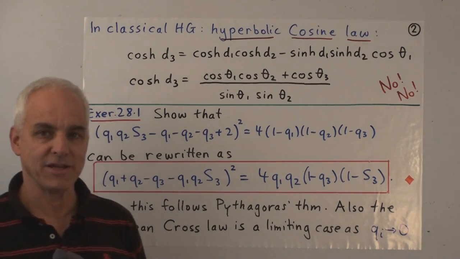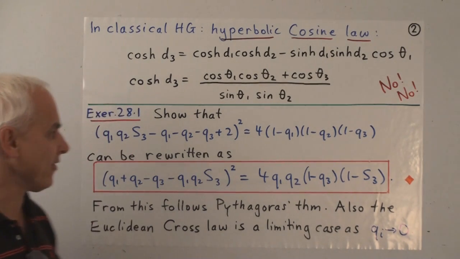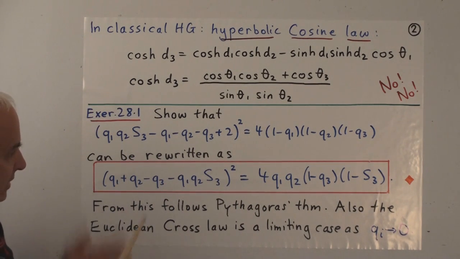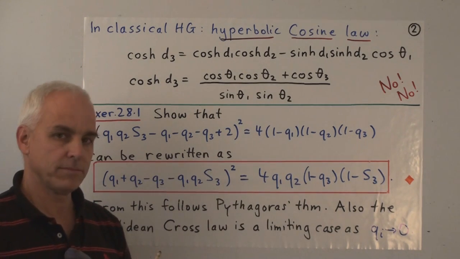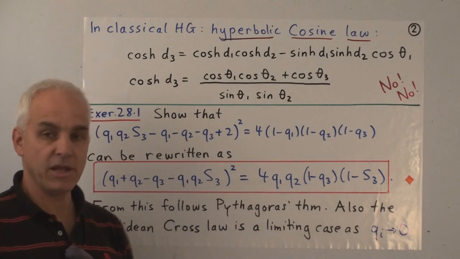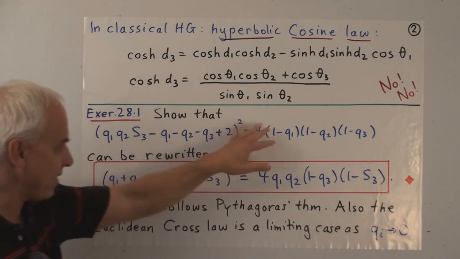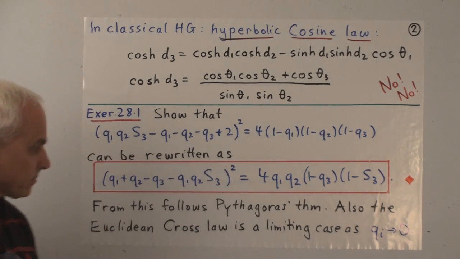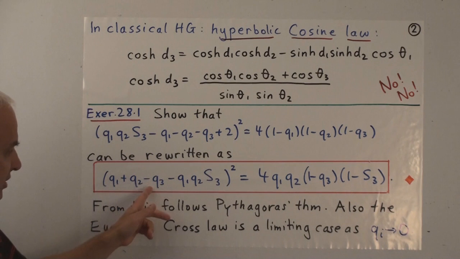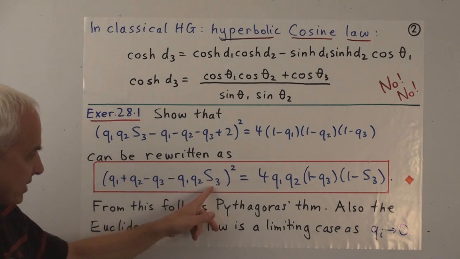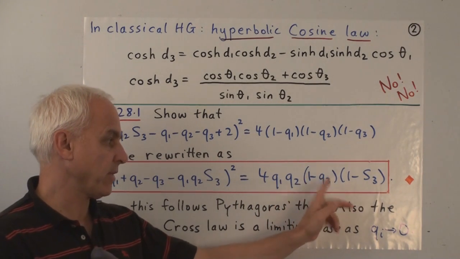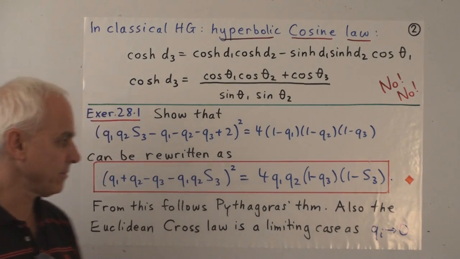All right, here's a good exercise to get you working with the cross law. There it is right there. I've rewritten it. And the exercise is to take that form of it and show that you can rewrite it in this form. In other words, that these two statements are completely equivalent. If you expand this all out and then rearrange the terms, you can put it into this form: (Q1 + Q2 - Q3 - Q1 Q2 S3) all squared equals 4 times Q1 times Q2 times (1 - Q3) times (1 - S3).